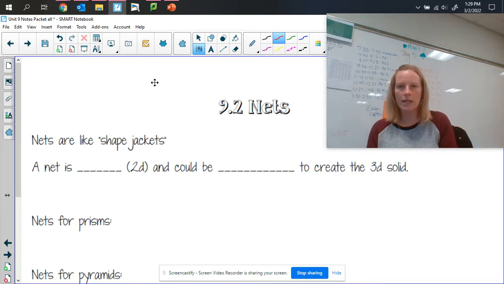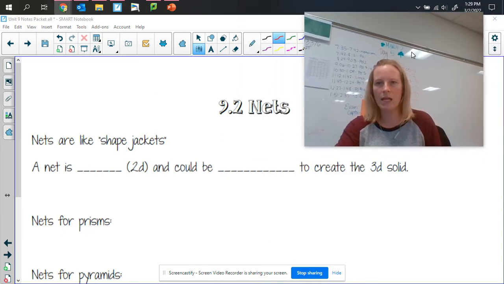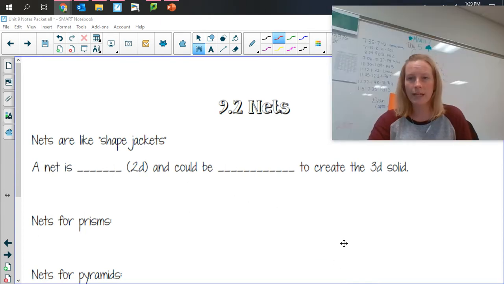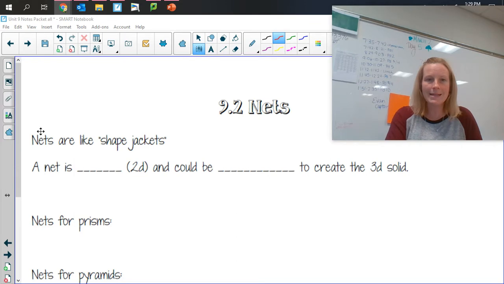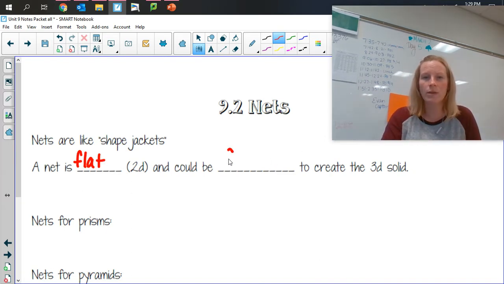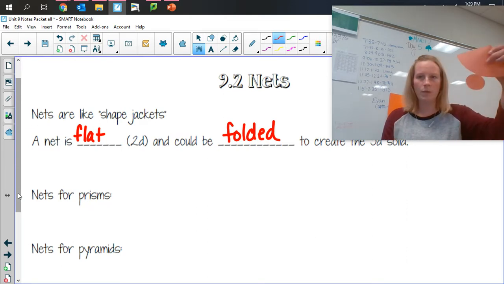Our lesson for today starts on page number 4 here. When we talk about nets, they are like shape jackets. A net is flat, which means it is two-dimensional. So we can show a net on a regular piece of paper. Because it's flat, it can be folded to create for us our 3D solid.